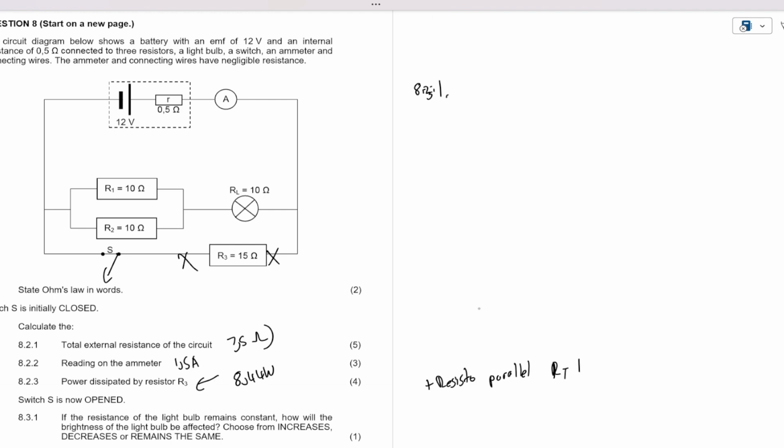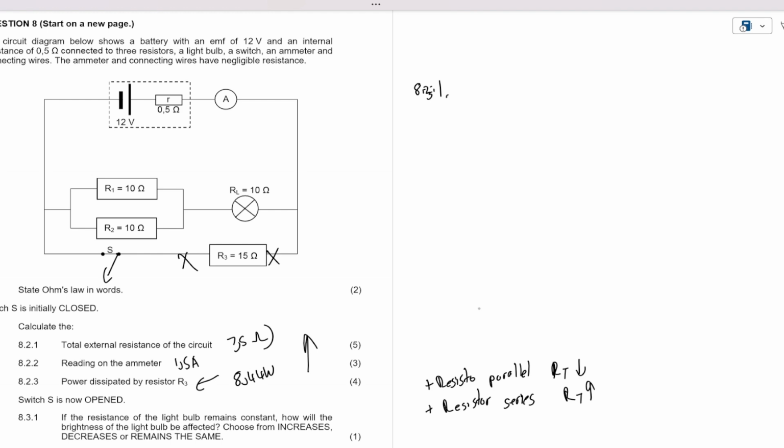R total decreases. When we add resistors in series, R total increases. And that's the theory you have to know. So now we have removed this resistor in what? In parallel, meaning that the resistance is going to do what? To increase. You can practice it.